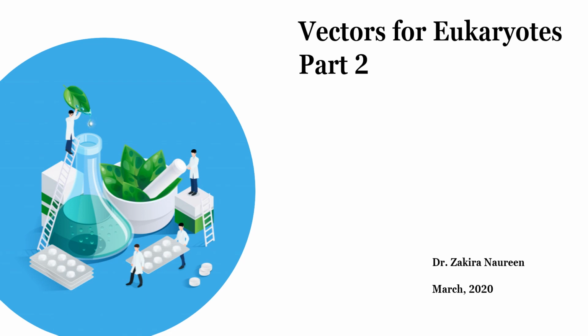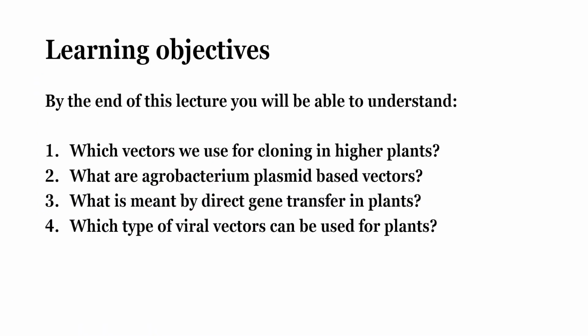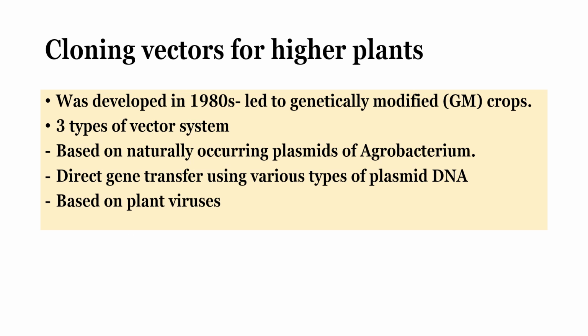Assalamu alaikum. We have already started the vectors for eukaryotes in our previous lecture, and today we are going to continue the same. Our learning objectives for today's lecture are: which vectors we use for cloning in higher plants, what are agrobacterium plasmid based vectors, what is meant by direct gene transfer in plants, and which type of viral vectors can be used for plants.